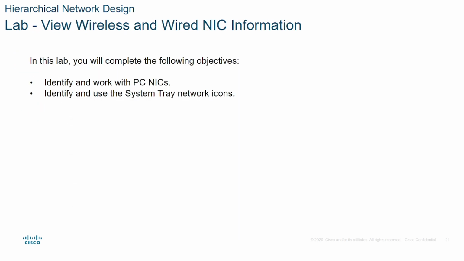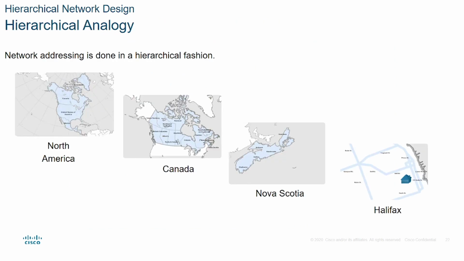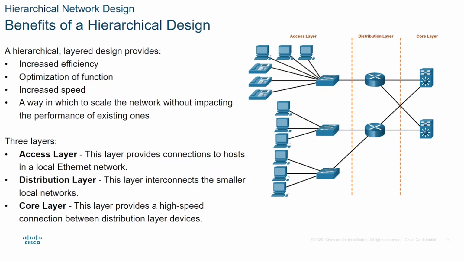So there's a lab for this. You would need to go through that. Network addressing is done in a hierarchical fashion. So we have North America, Canada, Nova Scotia, and Halifax. These could be different areas of a network. Different IP addresses will be assigned to different network interface cards connected to the network around North America. When it comes to Canada, a different IP address. When it comes to Nova Scotia, a different IP address. And when it comes to Halifax, a different IP address.